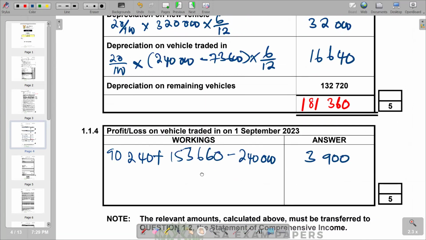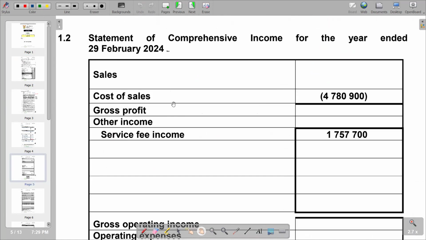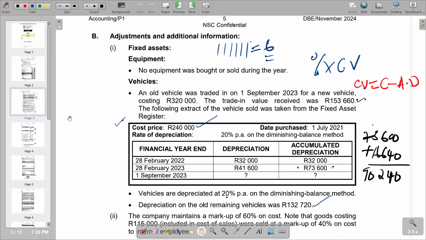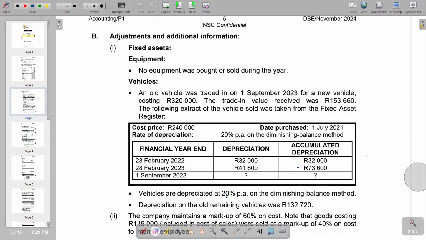Then we move on to the next part of our question, which now needs us to complete the statement of comprehensive income for the year ended 29 February 2024. Some amounts are provided in the answer book. So I will go to the answer section in terms of the statement of comprehensive income, whereby we have this part. So the cost of sales is pre-entered as 4,780,900. So in terms of our sales, we need to calculate it according to information given in additional information, obviously. So we would want to see what we have in terms of that information that will lead us to our sales.